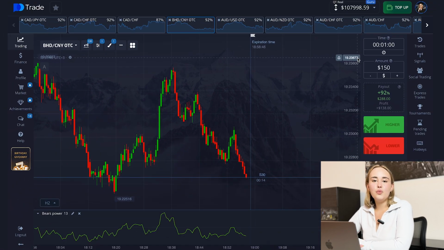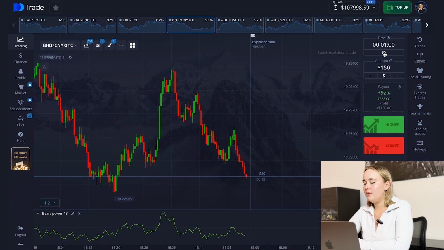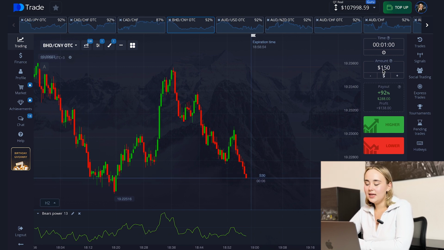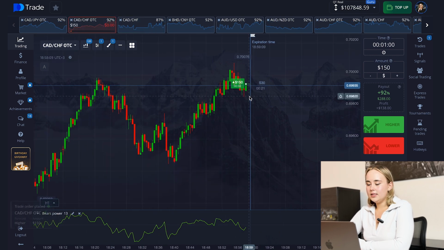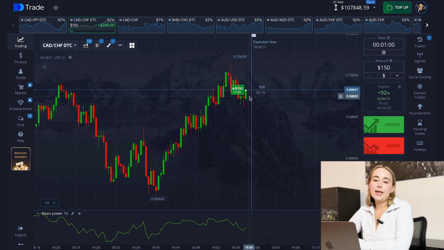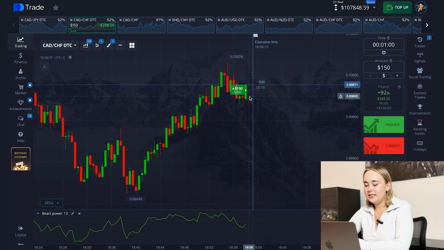As usual, we are going to use a time frame of 1 minute, and the amount of money with which we are going to work today is $150. So we are going to start with Bears Power. Let's look at how we can understand and analyze this indicator.